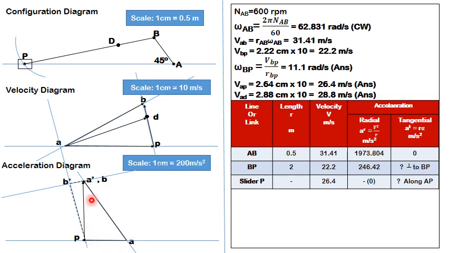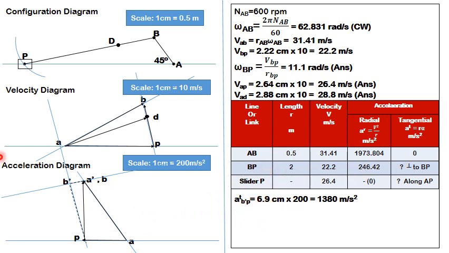So here is the completed acceleration polygon. This is the net resultant acceleration, I mean the summation of this tangential and radial acceleration both, and this is the acceleration of slider. So what has been asked in the problem statement is you need to find out the angular acceleration of link BP, for which you need to calculate the tangential acceleration of link BP.